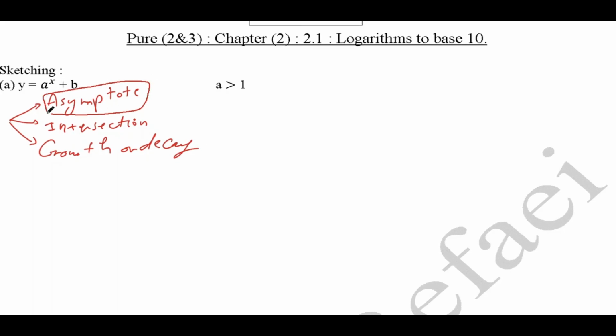The asymptote line always is the constant b that comes with the exponential part. For example, y equals 3 to the power x. Where the constant part is 0, so this is the asymptote line, y equals 0. Another example, y equals 5 to the power x minus 2. Negative 2 is the asymptote line.